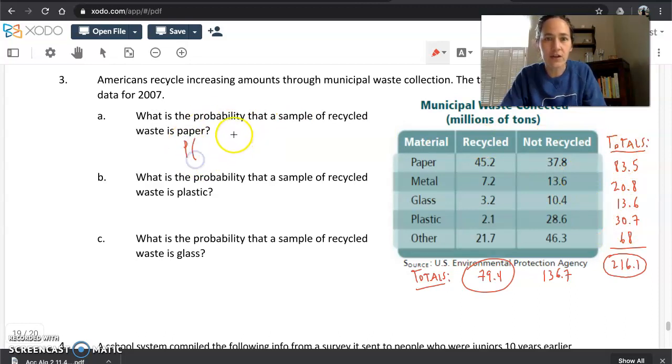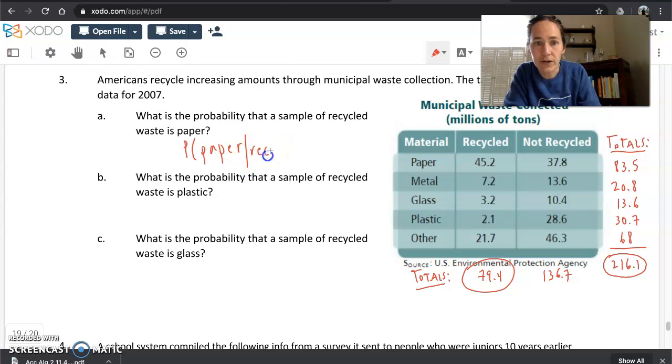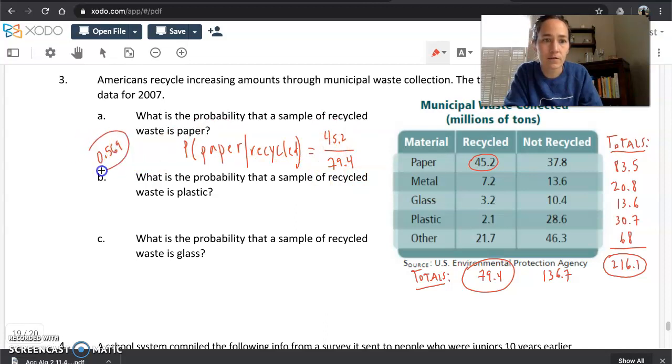Let's use some notation here. A sample of recycled waste is paper. That is conditional. Given that the waste was recycled, what's the probability it's going to be paper? So probability of paper, given that it was a recycled item. The wording, it's just a little different here. Given that it's recycled means you're only pulling from the ones that are recycled out of the 79.4 millions of tons. Paper and recycled gives you 45.2 up top. So that first probability is better seen as a decimal, about 0.569.